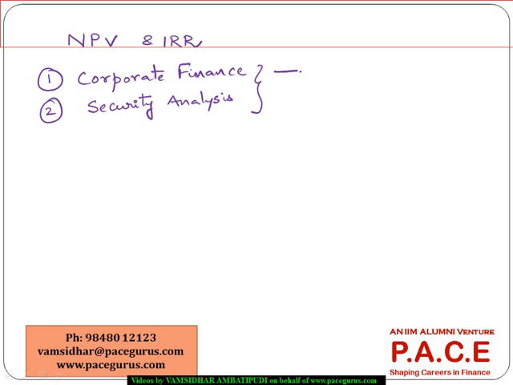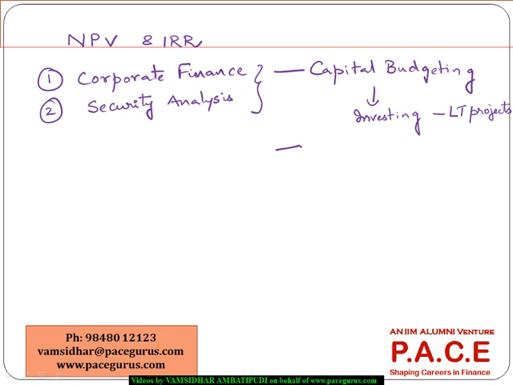Here, if I look at major sections, one is capital budgeting, which typically talks about allocation of funds, or investing in long term projects. What kind of projects to choose, which ones to accept, which ones to reject. Decisions relating to long term projects and the investment in those long term projects go with capital budgeting.